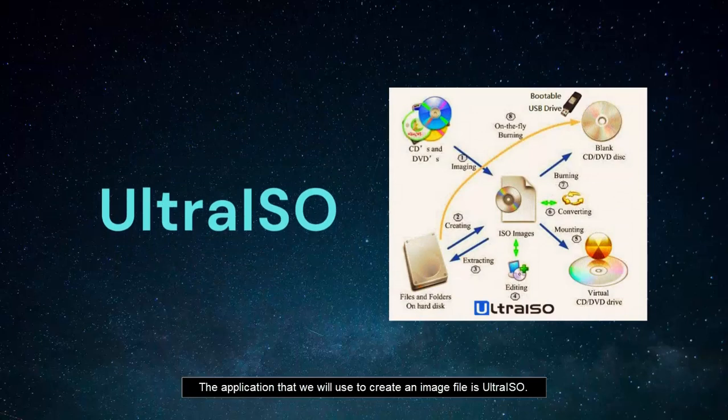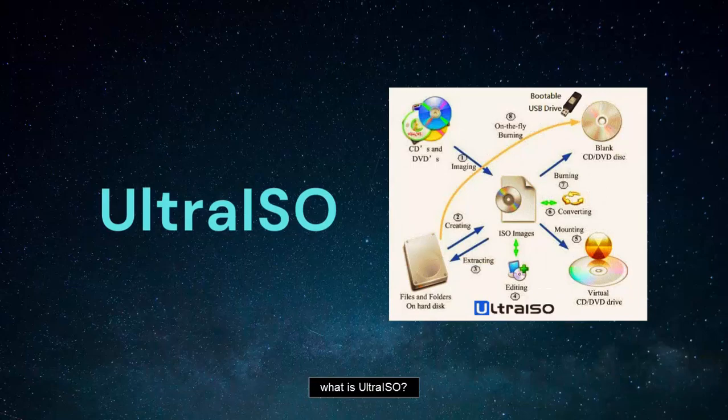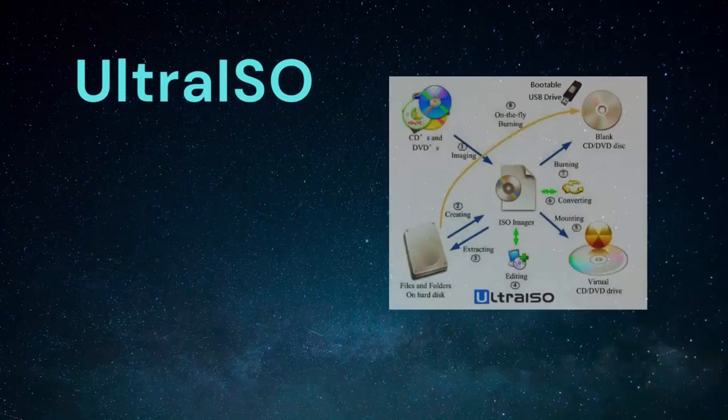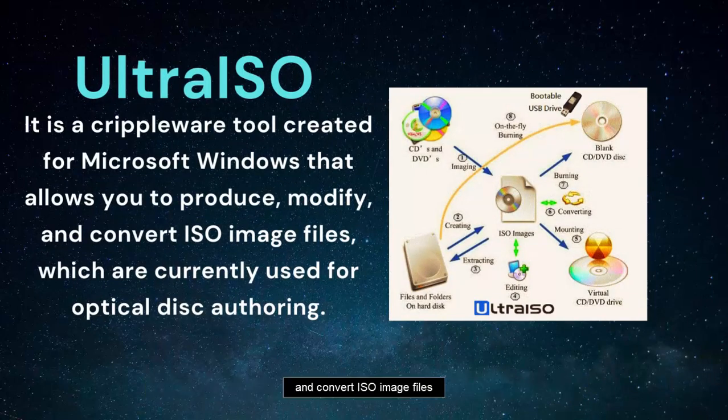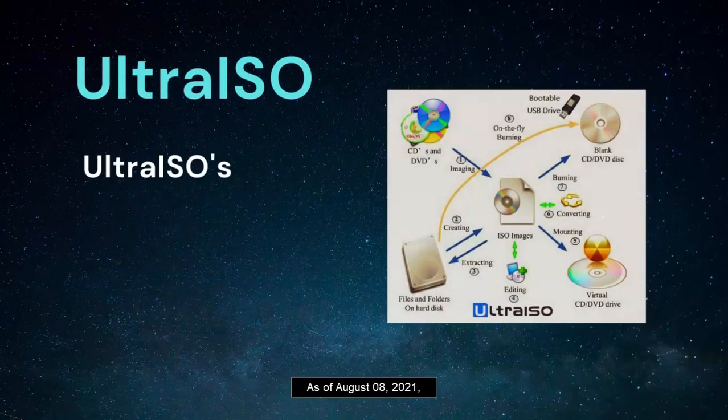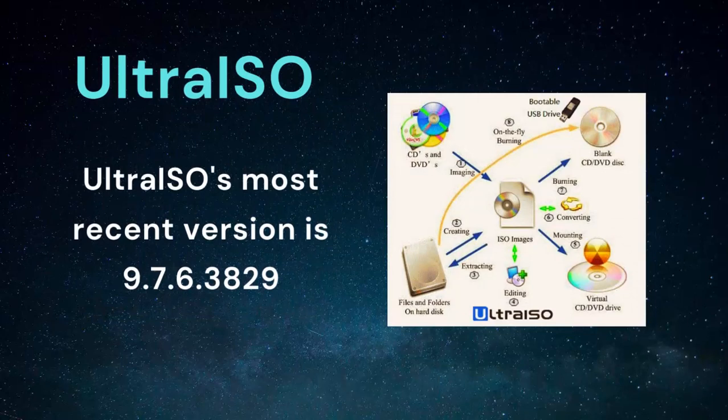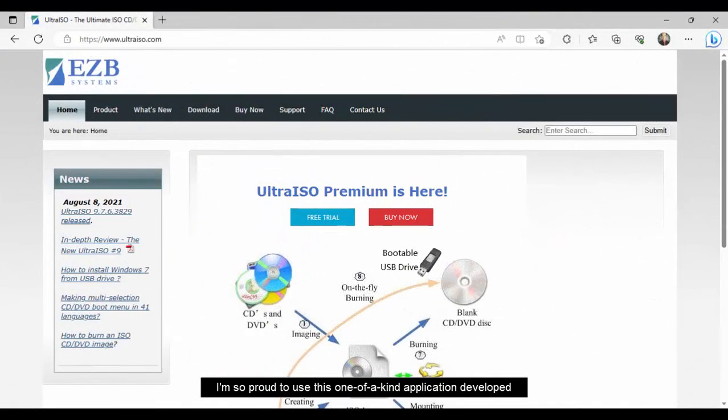The application that we will use to create an image file is Ultra ISO. By the way, what is Ultra ISO? Ultra ISO is a crippleware application designed for Microsoft Windows to create, modify, and convert image files used for optical disc authoring currently. As of August 8, 2021, the latest version of Ultra ISO is 9.7.6.3829. I'm so proud to use this one-of-a-kind application developed by EZB Systems.